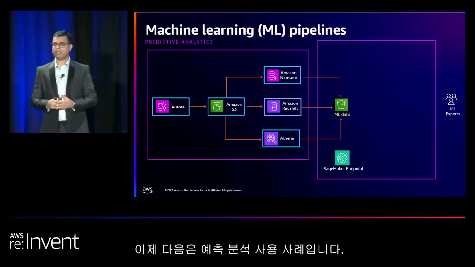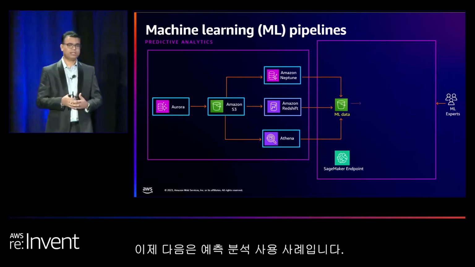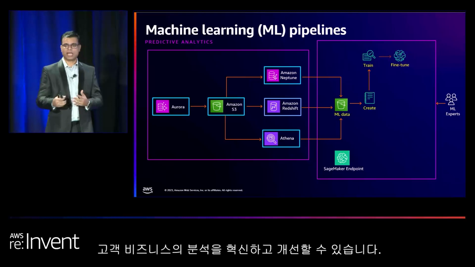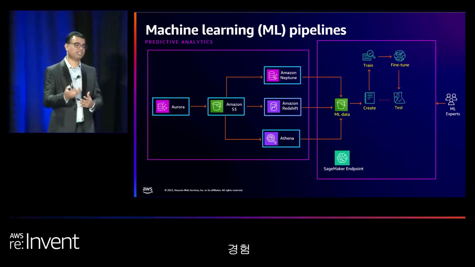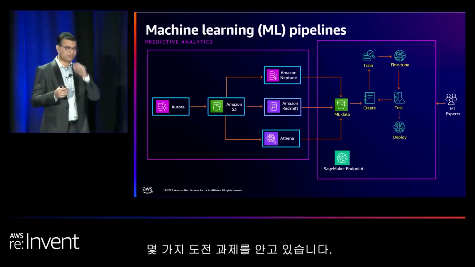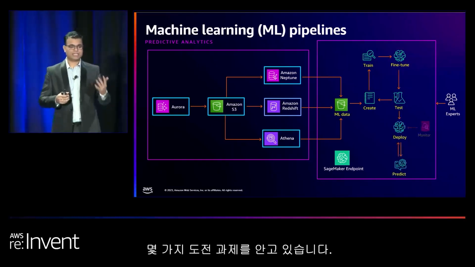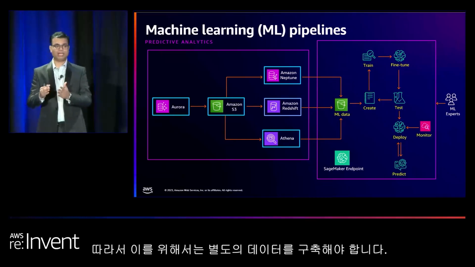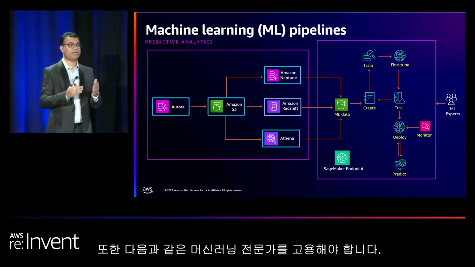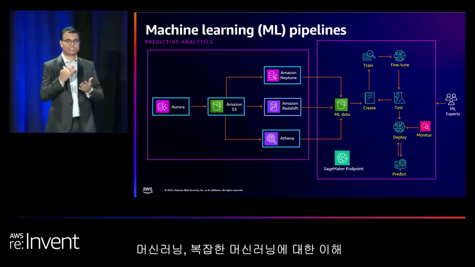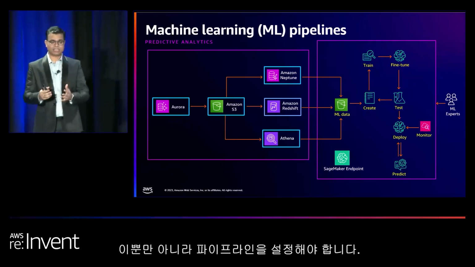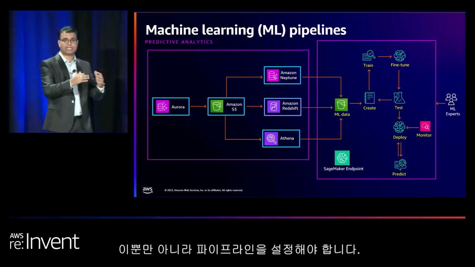Now, the next one is the predictive analytics use case. Machine learning plays a very important role in innovating and improving customer businesses and experience. Machine learning is important, but at the same time, it comes with some challenges. For that, you need to build a separate data pipeline for the machine learning environment. You also need to hire ML experts who understand machine learning, complex algorithms, languages, and everything. And not only this, you need to set up the pipeline.